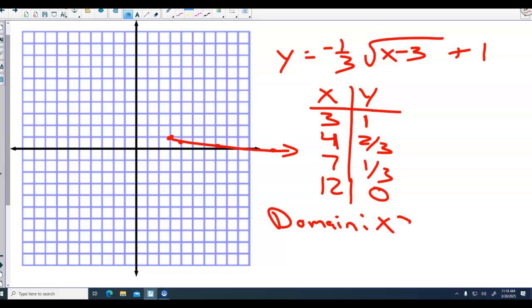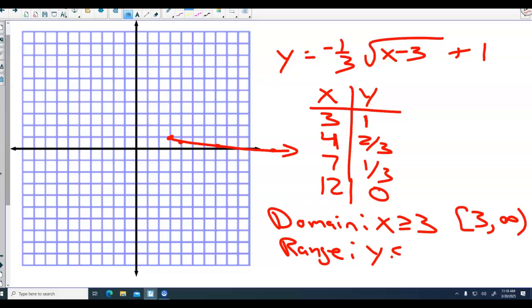Our domain, my x is greater than or equal to 3. Or I can write it as bracket 3 to infinity. My range, y is less than or equal to 1. So that becomes -infinity with a parenthesis and a 1 with a bracket. That's your domain and range.